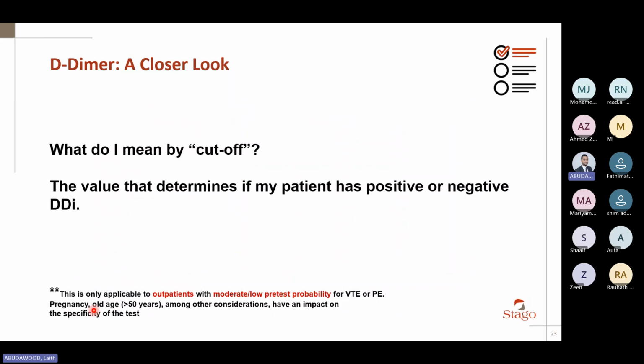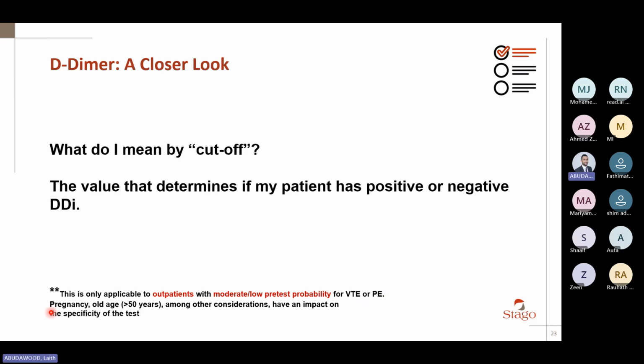Can I exclude, for example, that the patient has an ischemic heart attack, that the patient has a stroke? I cannot exclude any of this. None of this is validated for D-dimer. Okay, so this is very, very important. Now, if you look here down, do you see it says this is only applicable to outpatients with moderate to low pretest probability for VTE or PE? This is what we are saying.